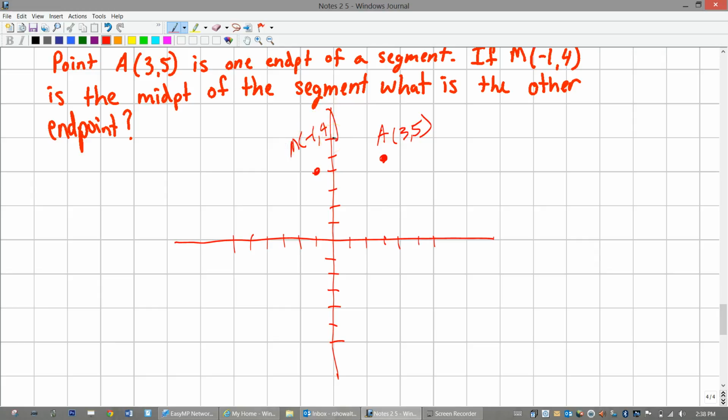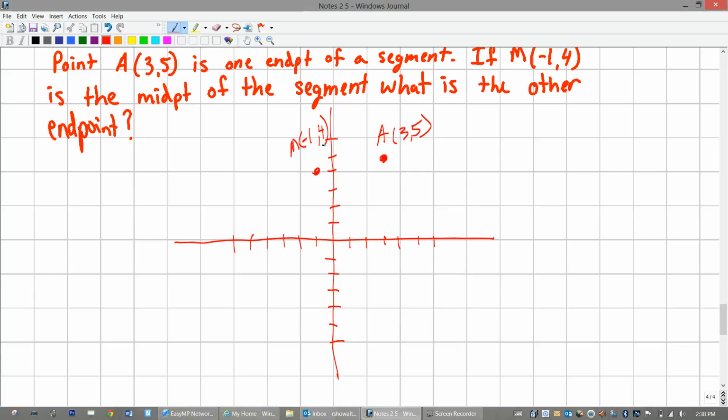Okay, here's the problem. Guys and gals, here's the problem. Did you guys find the problem? The problem is that we know where the midpoint is. We don't know where the other endpoint is, right?